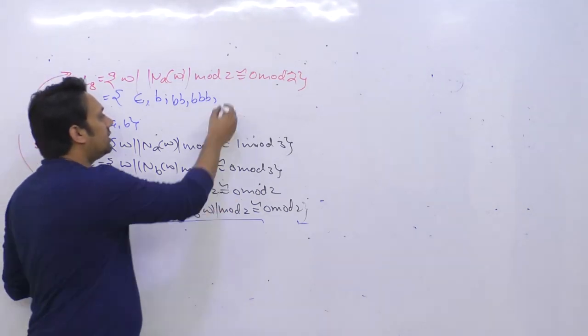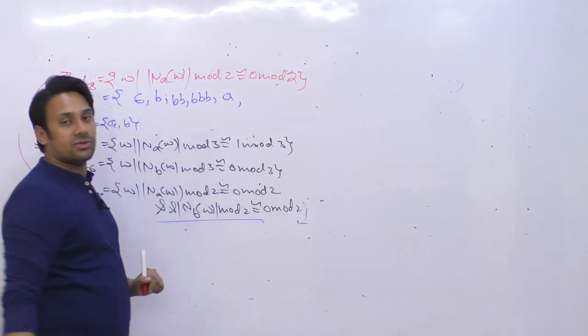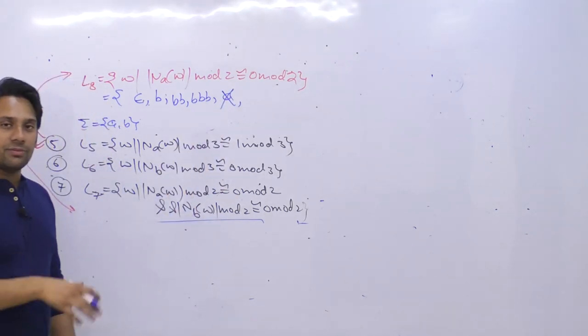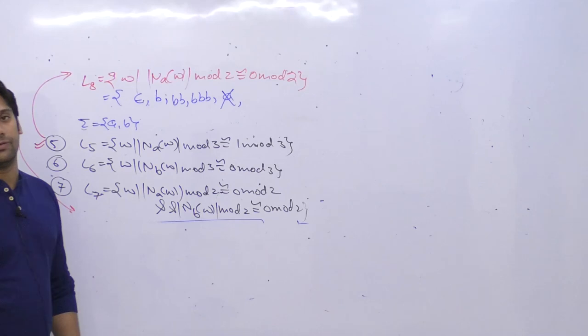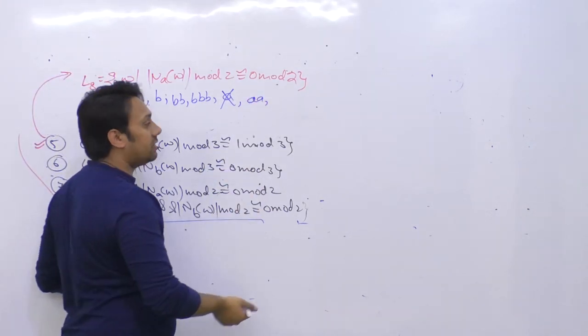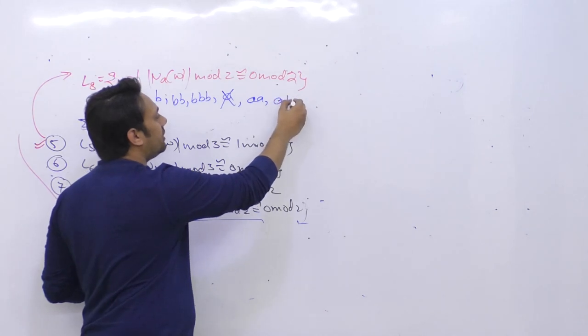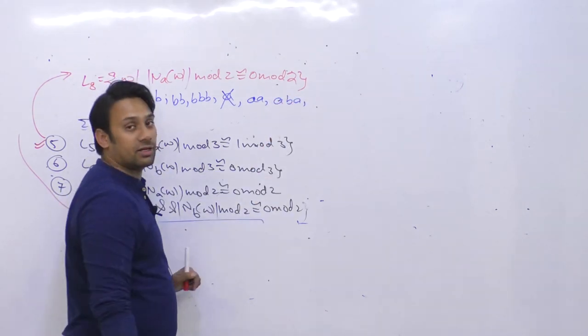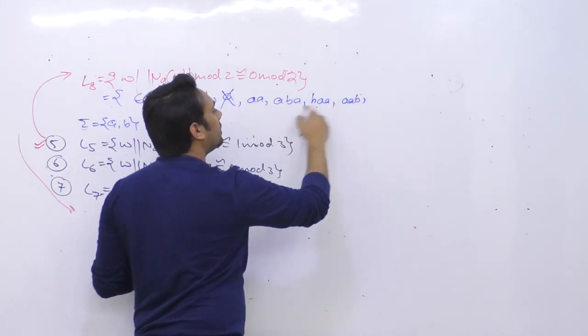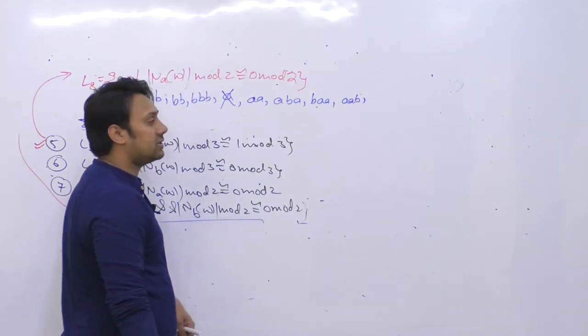So if I say here, in this string the number of A is odd. I do not want odd number of A's. We can have any number of B's, but number of A's should always be even. For example, here we can have double A, so number of A's are even. We can also have ABA, number of A's are even. We can have BAA, we can have AAB, because number of A's are even in all of these three cases.